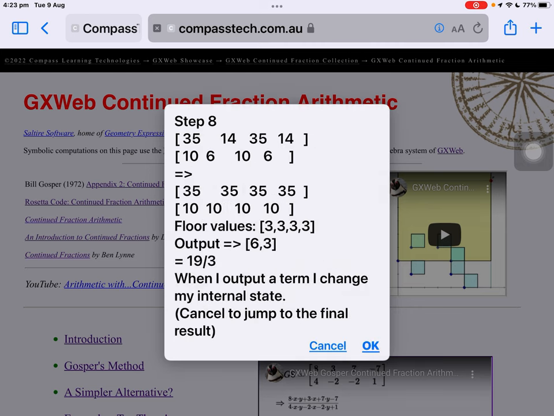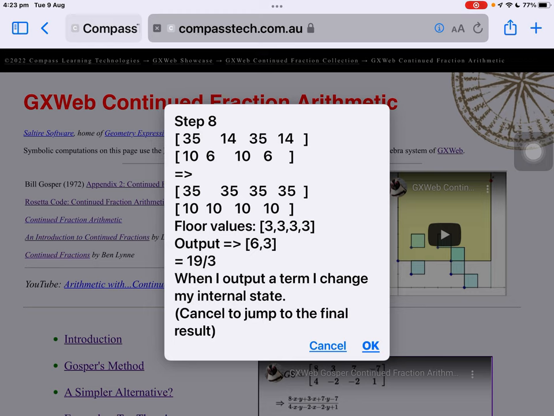Our Y's are exhausted, but this does give us another set of equal floor values, and our output this time is a 3. So our fractional result so far is 6 and 3. Now those are the first two terms of a continued fraction, which is our answer. And in fact, 6, 3 as a continued fraction is 19 over 3.